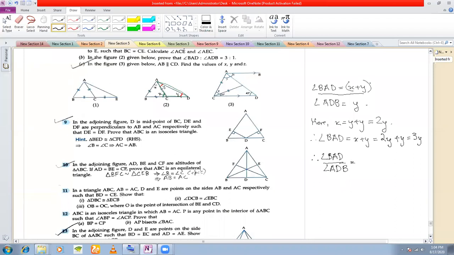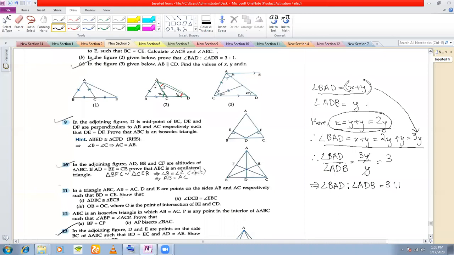So what have we done? We have this x plus y, because x is equal to 2y, I've got angle BAD to be 3y. So this x plus y actually comes down to 3y because of this relation. So this is 3y and angle ADB is y. This y and y cancel, you get 3. Therefore, what is the ratio? Angle BAD is to angle ADB is equal to 3:1. That is what we needed to prove here.